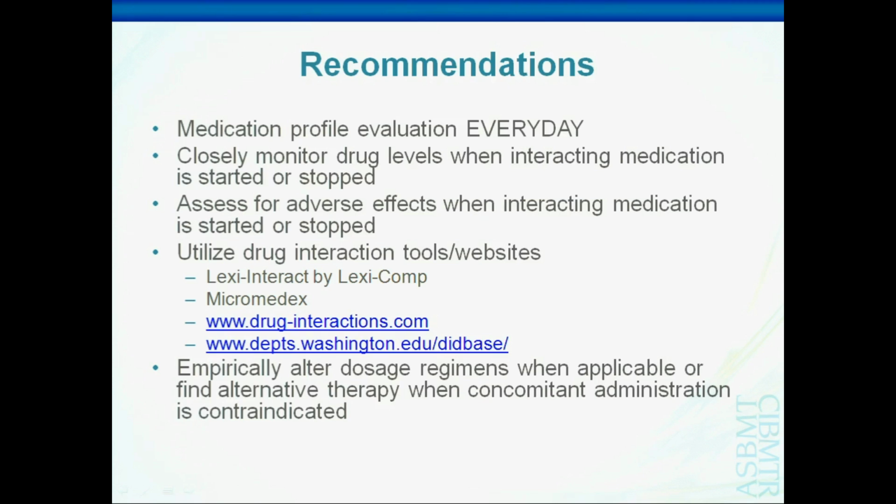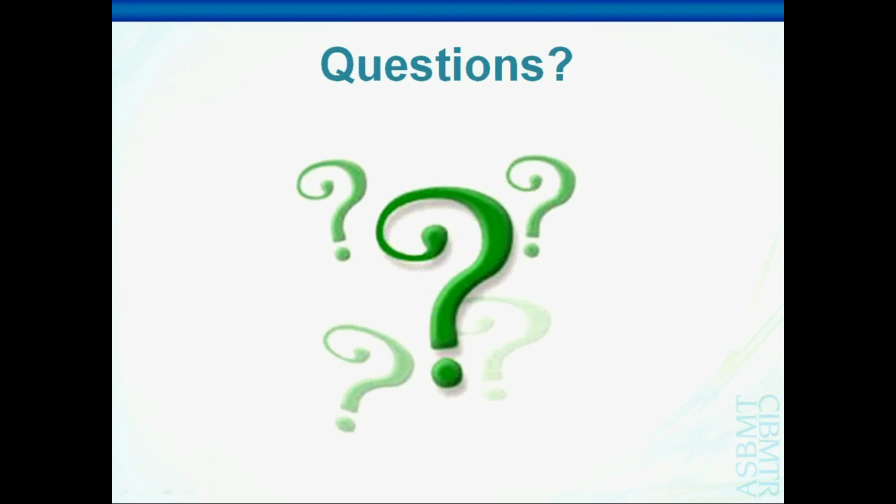And of course, I know you all are very familiar, there's many drug interaction tools and websites out there that can guide you, and I have those listed here. Also, empirically altering dosage regimens when applicable, finding alternative therapy if it's contraindicated, are all things that we can do to help with our patients to avoid adverse effects with these many, many drug interactions. So with that, take some questions.